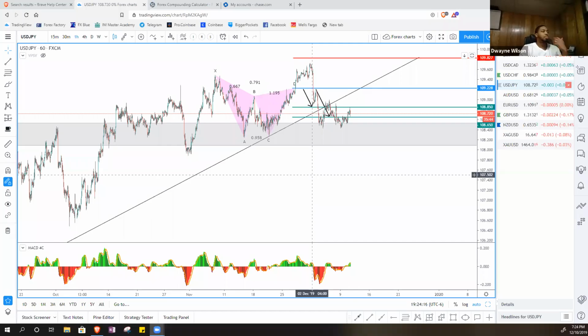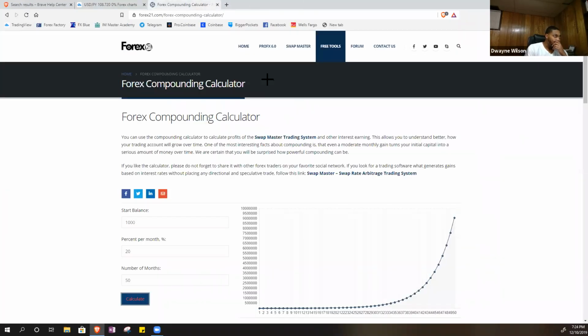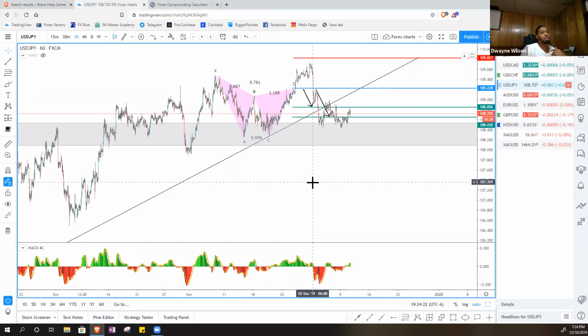So without further ado, I'm just going to go ahead and share the charts and get into it. This doesn't have to be a long video. Sharing my screen here. The currency pair that we are going to be looking at today is the USD versus the Japanese yen. The way that I trade is I trade with the trend.